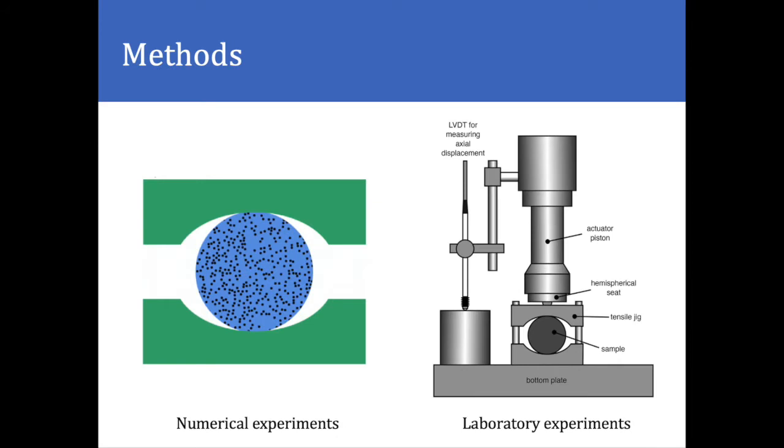To help fill this gap in our knowledge, we used two methods. First, we performed numerical experiments. In the example shown on the left, the rock is blue and the loading patterns are green. The black dots within the blue sample represent pores. The advantage of these numerical experiments was that we could vary the different microstructural parameters such as pore size and aspect ratio while keeping all other parameters constant, something that is very difficult to find in suites of natural samples.